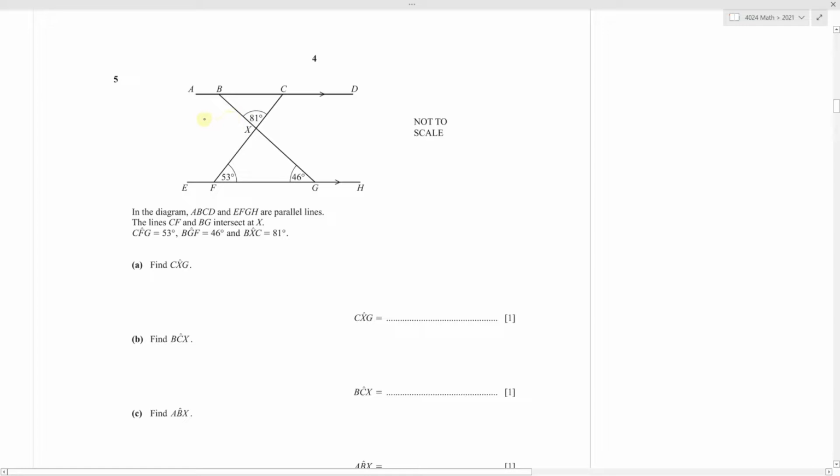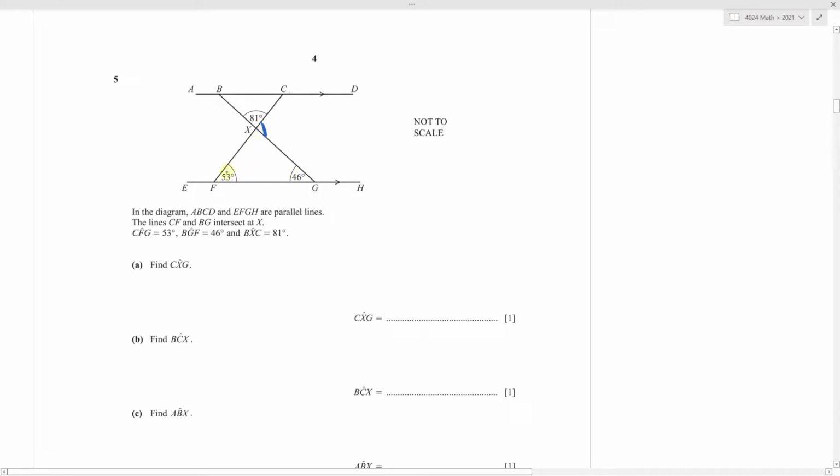Question number 5. In the diagram, A, B, C, D, and E, F, G, H are parallel lines. These two lines intersect these two parallel lines, and you're given these angles. Find angle CXG. CXG is this angle here. So you can use the property of triangles that the external angle is the sum of two opposite internal angles.